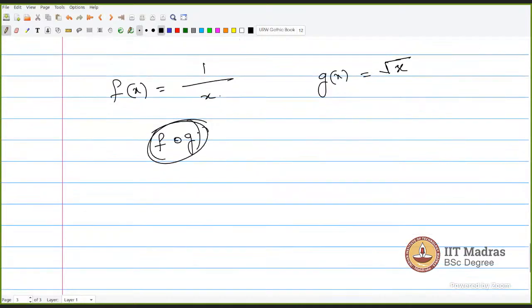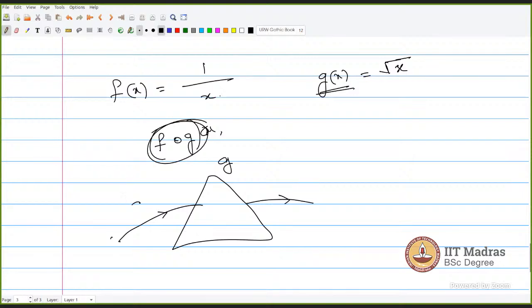Domain of f circle g of x. Now what set of values of x will go into this g of x? So this is g. What is the domain of g? Positive real numbers. So 0 to infinity, right? 0 to infinity can go into this g. And what is the output? Also 0 to infinity.